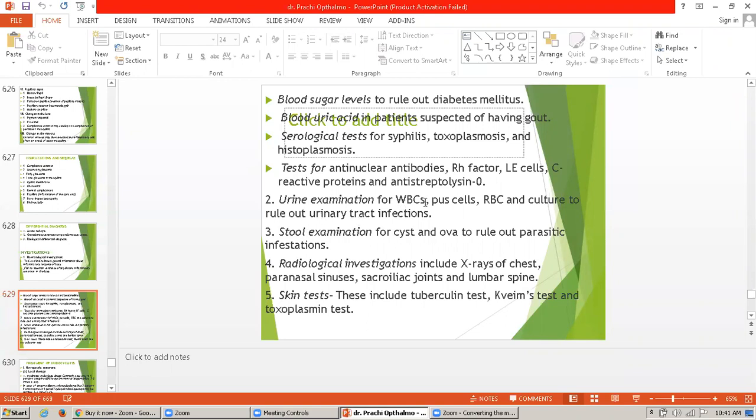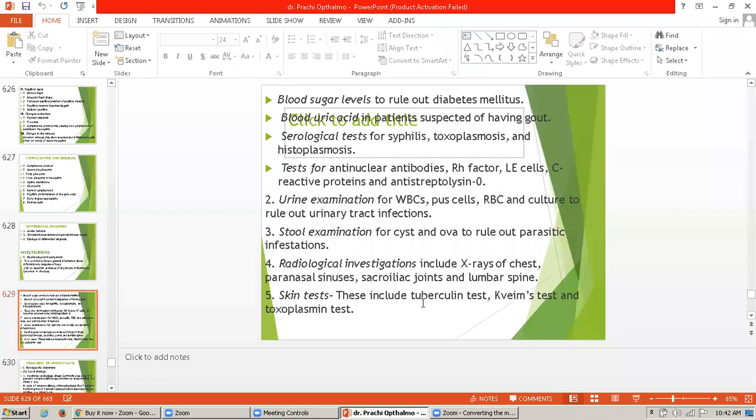Urine examination for WBCs, pus cells, RBCs, and culture to rule out urinary tract infection. Stool examination for cyst and ova to rule out parasitic infestation. Radiological investigations include X-ray of chest, paranasal sinuses, sacroiliac joint, and lumbar spine.